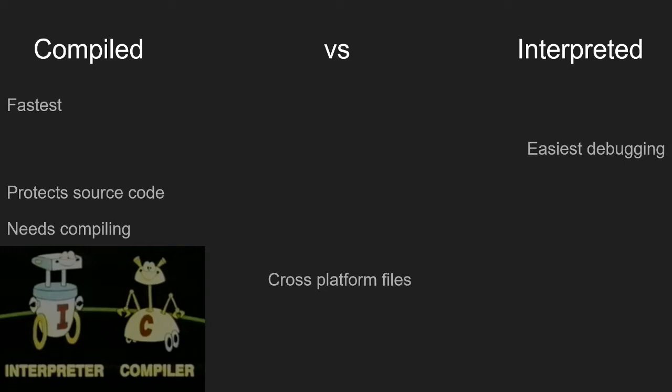Interpreting is nice. We'll get into what languages are interpreted versus compiled in a second. But interpreting is nice because it's cross-platform. As long as they have the interpreter on their machine, they can run it. Whereas with compiling, you need to have a different executable machine code for each type of computer.